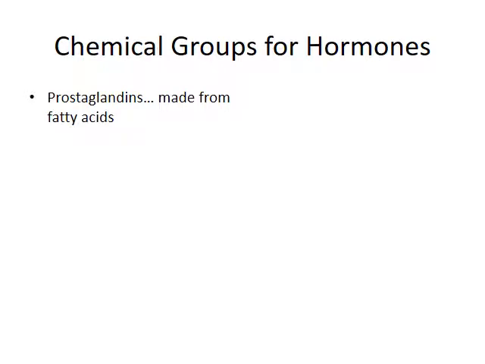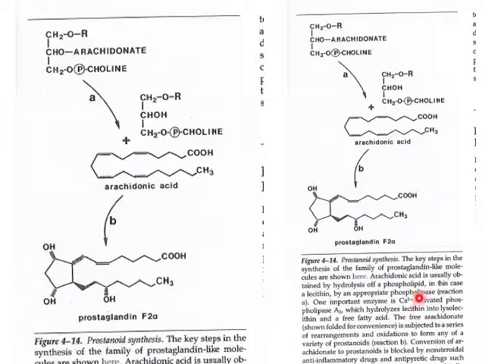The last group we'll talk about are prostaglandins. They are made from fatty acids, so we look at the essential fatty acids, and those are the ones that are going to be made in this group. So we start out with a triglyceride up here. You've got your glycerol backbone. You've got two fatty acids coming off, so we take the arachidonate. So that's right here, and we add some modifications to it.